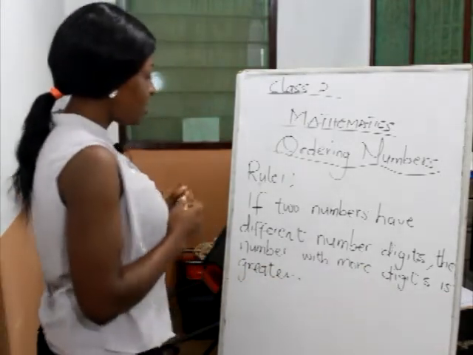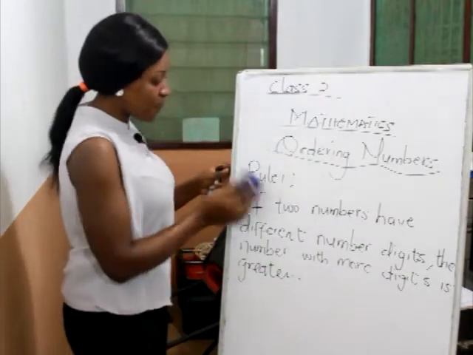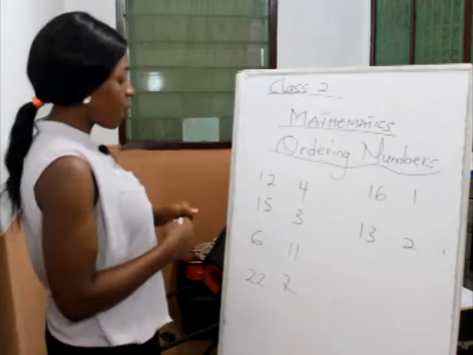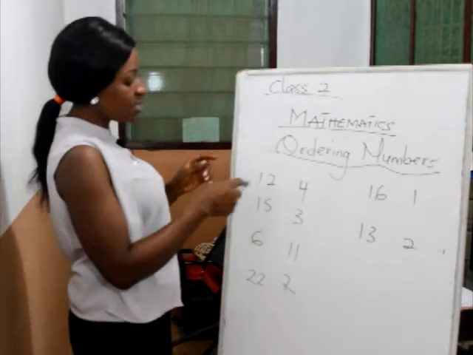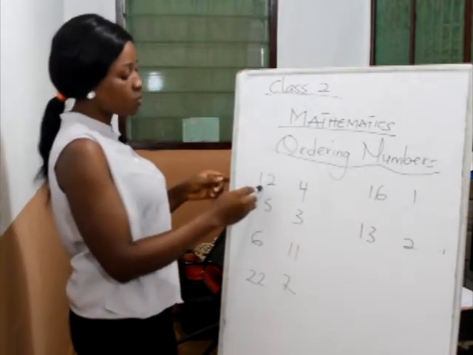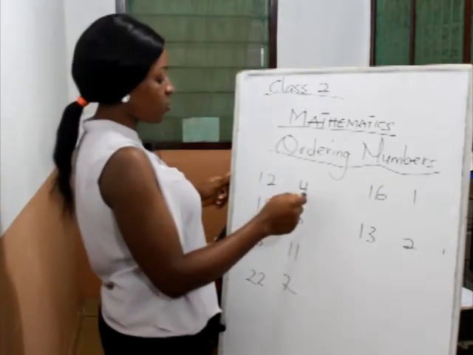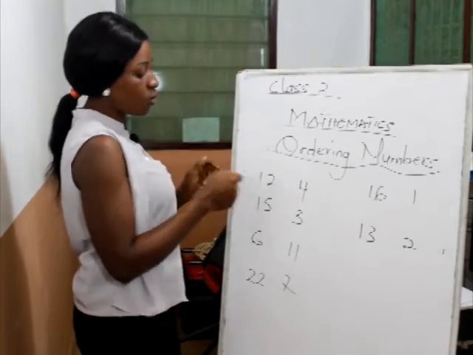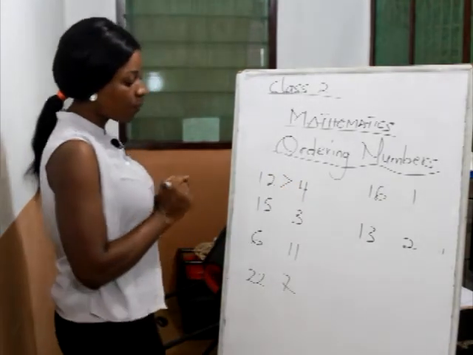So let's see examples on rule number 1. So here are some examples of rule number 1, which is saying the number with 2 digits is greater. So this is number 12 and this is number 4. So 12 and 4, which one is greater? 12 has 2 digits, that is 1 and 2, so it makes it greater than the 4.